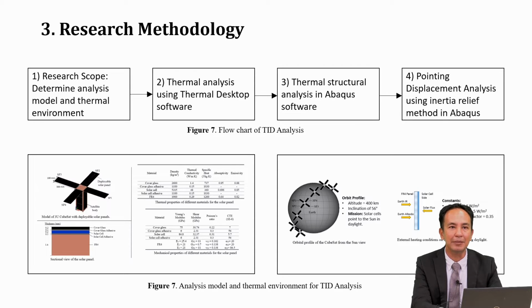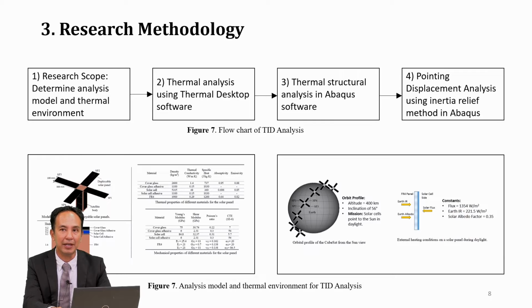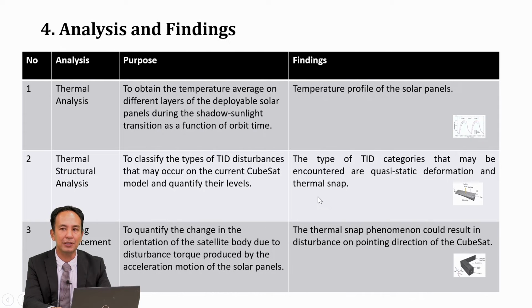From there, we run thermal analysis using a software called Thermal Desktop to obtain temperature profiles of our model. Then, based on the temperature data we had, we ran thermal structural analysis in Abaqus, a finite element software to classify the types of TID disturbances that could occur. Finally, we ran attitude dynamics analysis using the inertia relief method in Abaqus software to quantify the satellite's rotation due to the TID effect.